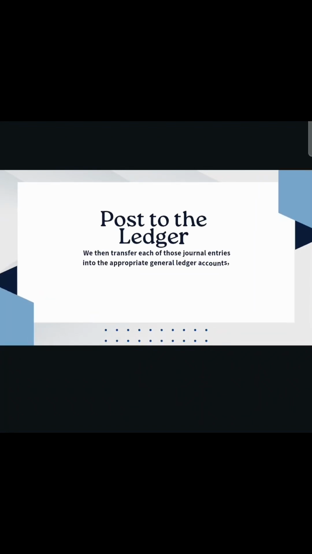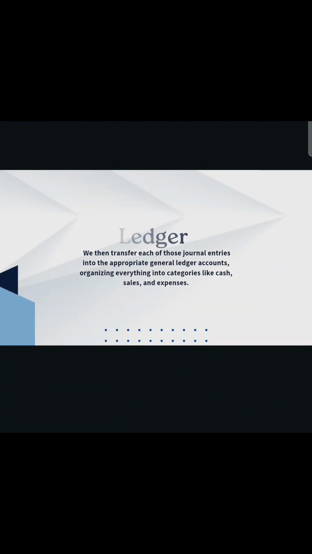We then transfer each of those journal entries into the appropriate general ledger accounts, organizing everything into separate categories. This means that we transfer accounts with their own names. For example, the cash account is transferred to the ledger called cash, not assets. Okay, and so on. These two steps are done during the accounting period.